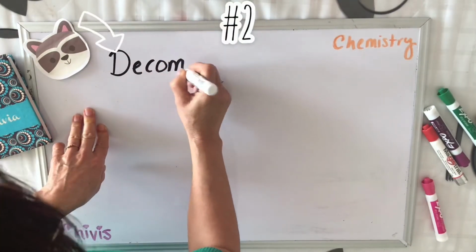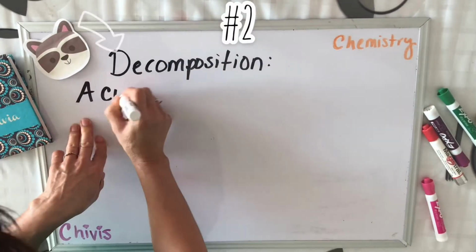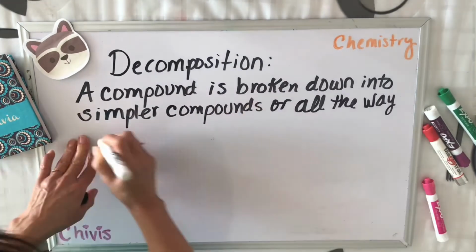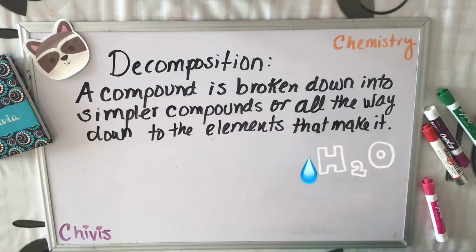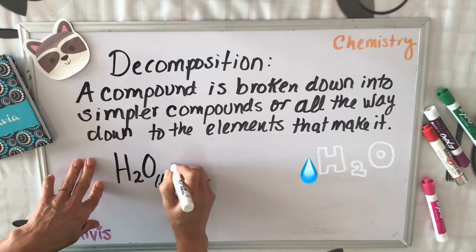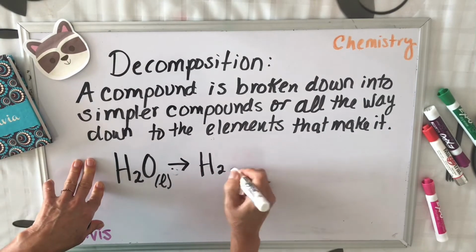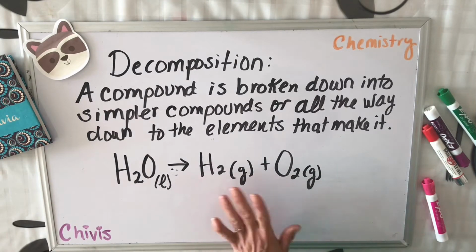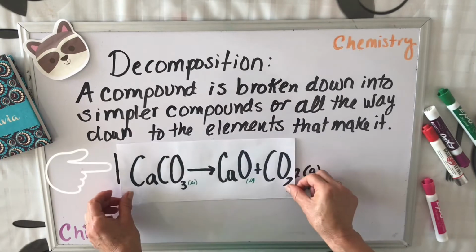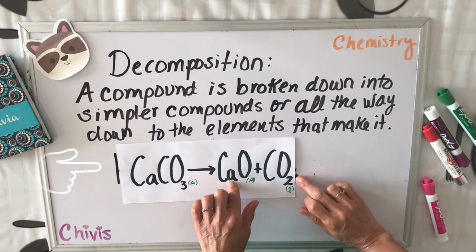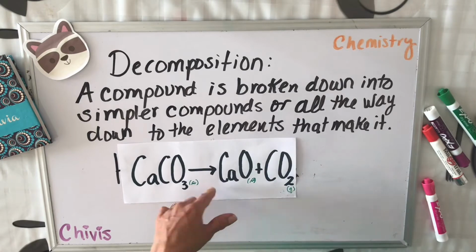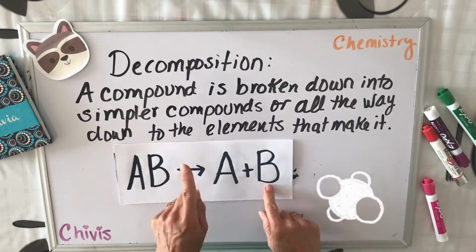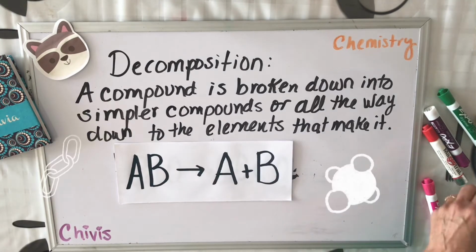This reaction is the opposite of a synthesis reaction. Here, a compound is broken down into simpler compounds or elements. In this example, we have water, and it's breaking down into hydrogen and oxygen. Water is more complex than hydrogen and oxygen. Here is another example. Calcium carbonate produces calcium oxide and carbon dioxide. We can represent this reaction like this. AB produces A plus B.